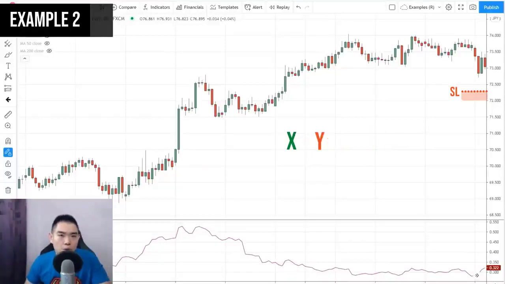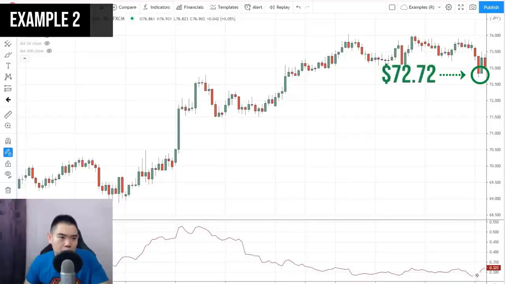So let me walk you through how to actually set your stop loss. What you want to do is find out what is the low of support. In this case, the low of support is on this candle here, and the value, from what I'm seeing over here, is 72.72. So you just look at this L value, which is the low of the candle, and you can see it's about 72.72. So what I'm going to do is take 72.72 minus 32 pips.